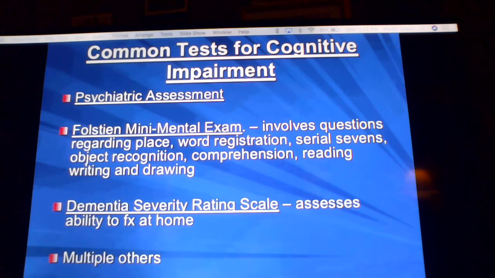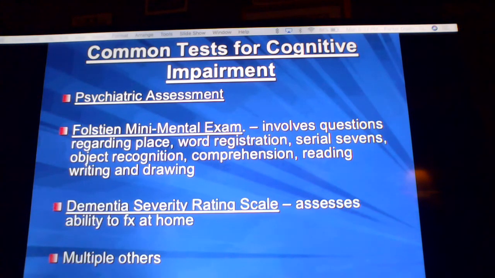Let's talk about some common tests for cognitive impairment. Okay, so we can measure people's cognitive ability. One basic assessment is a psychiatric assessment where the psychiatrist asks you questions about memory, where you lived, who was president in 1964, John F. Kennedy, obviously. So he can assess your memory by asking you questions.